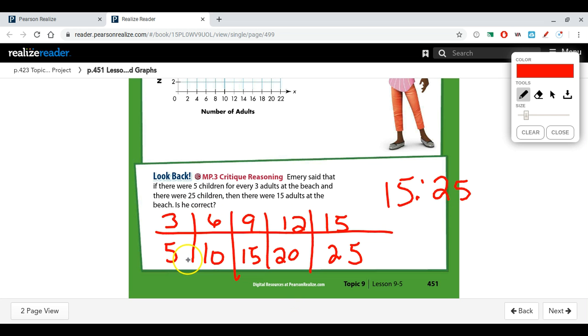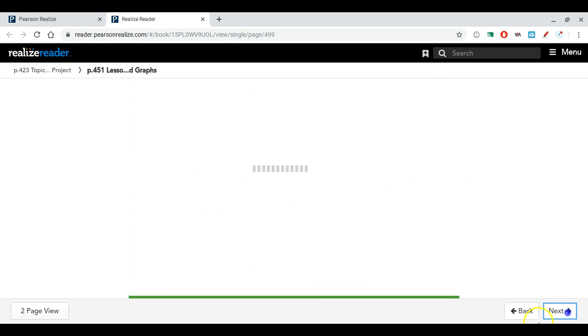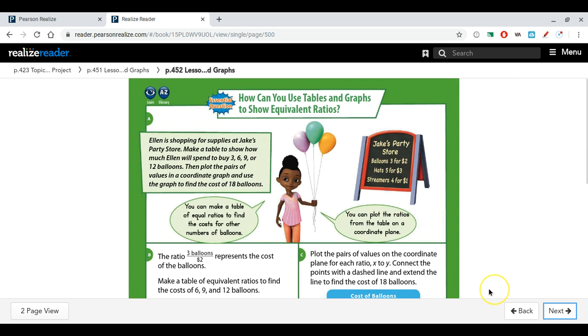Okay, if we take a look at our next page, let's look at the problems on those pages. It says Ellen is shopping for supplies at Jake's party store. Make a table to show how much Ellen will spend to buy 3, 6, 9, or 12 balloons, then plot the pairs on the values of coordinate graphs and use the graph to find the cost of 18 balloons. Again, remember that this is why we extend that line out, so we can find coordinates just by using the graph.